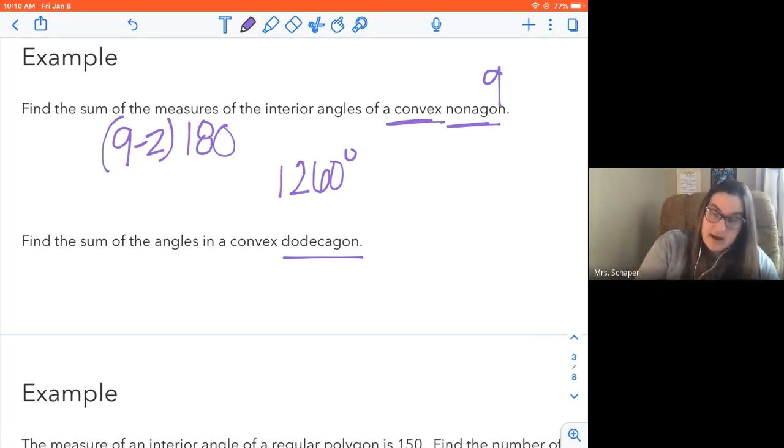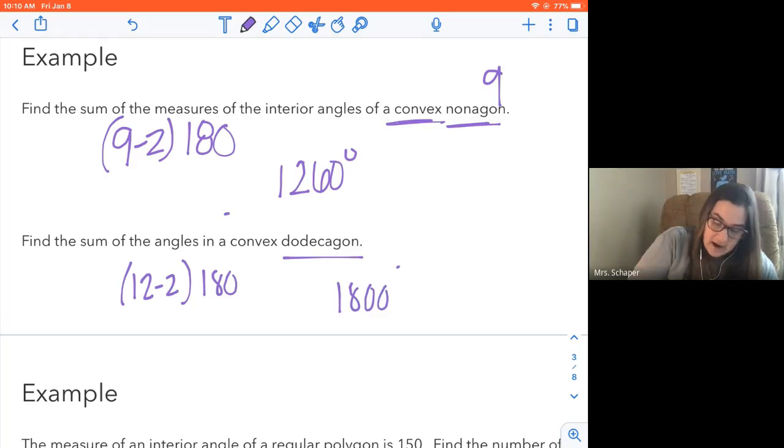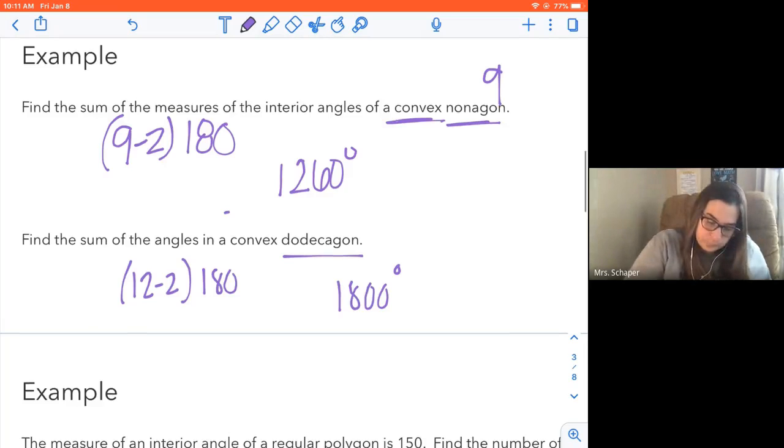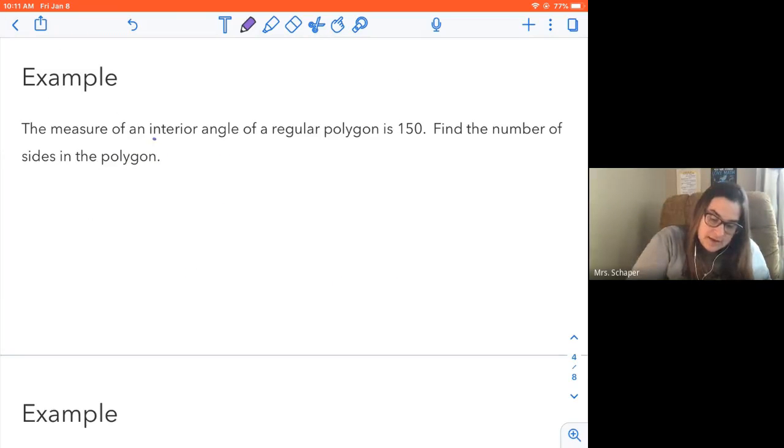Okay, find the sum of the angles in a convex dodecagon. A dodecagon has 12 sides. So we're going to take 12 minus 2, which is 10, times 180, and that's going to be 1,800 degrees.